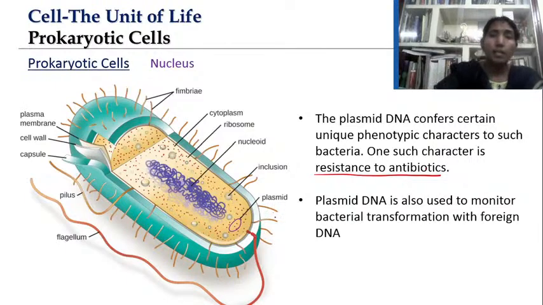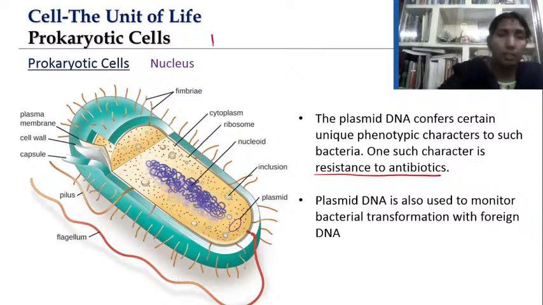So the plasmid DNA is used to monitor the transformation. They are non-vital genes only, and they may or may not be useful to the bacteria, but they are also used to modify or monitor the bacterial transformation with the foreign DNA.